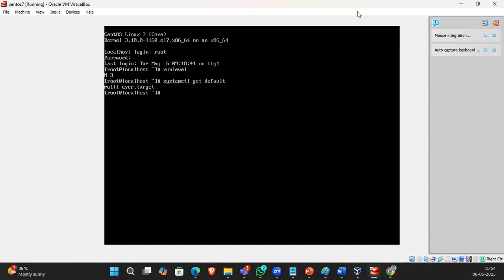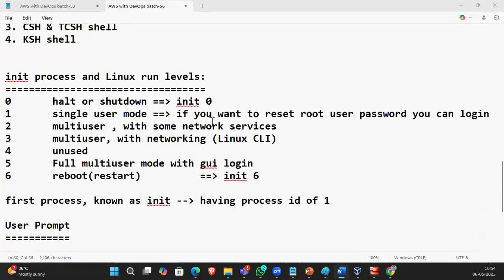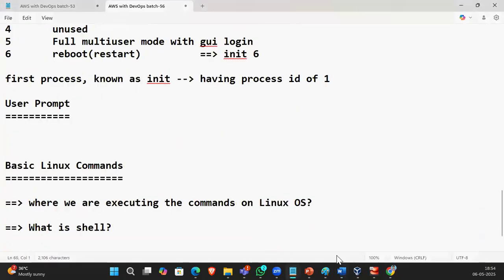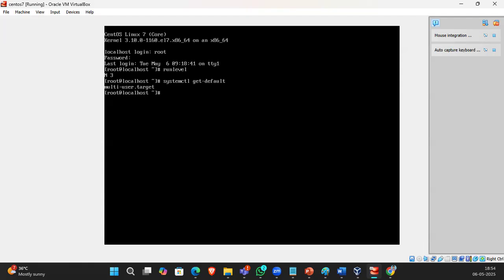Okay, user prompt. What is this? So what is the user prompt? This is the user prompt: root at the rate localhost. So when we logged in as root with the password, you just logged into the user prompt. So which user prompt is this? This is the root user prompt. Okay.